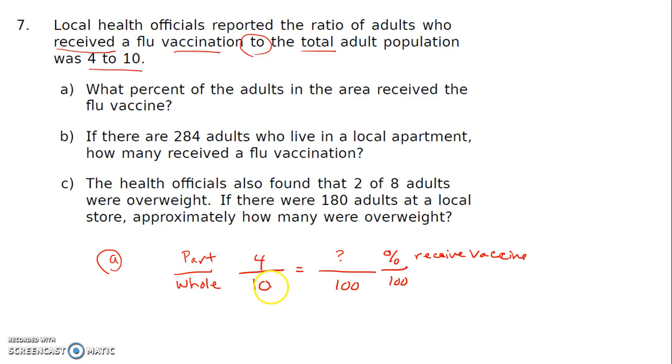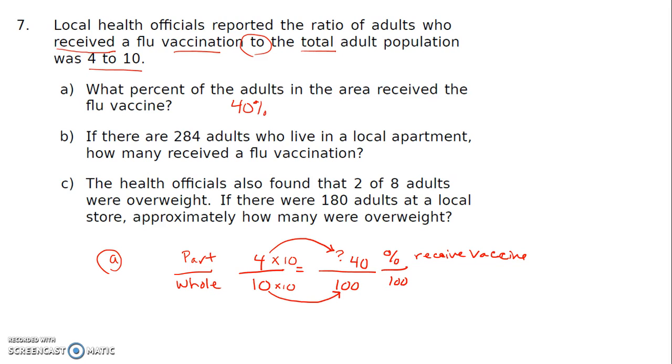If 4 out of every 10 adults received the vaccination, how many out of every 100 adults would you expect to receive the vaccination? So then we look at our denominators. We say, oh, how do I get from 10 to 100? 10 times 10 is 100. Therefore, what am I going to do with the 4 to figure out my percentage? 4 times 10. You multiply the denominator and the numerator by the same value so that your ratios remain equal. So 4 times 10, it must be 40% receive the vaccination. 40% of that adult population receive the vaccination.